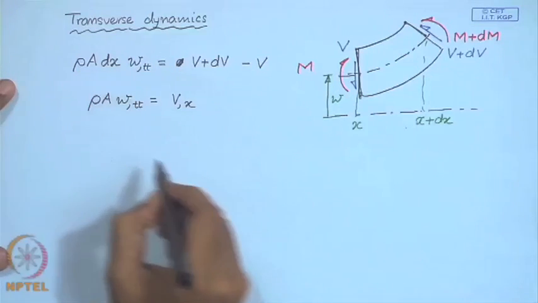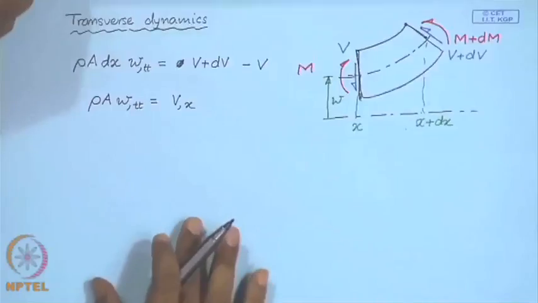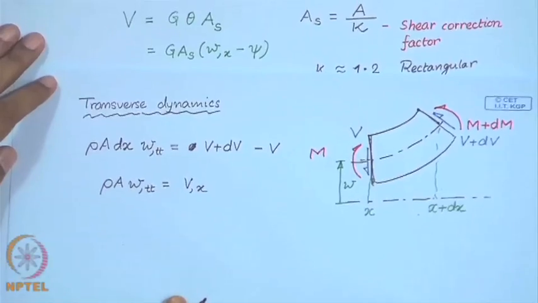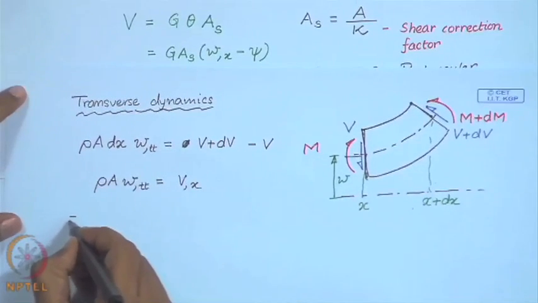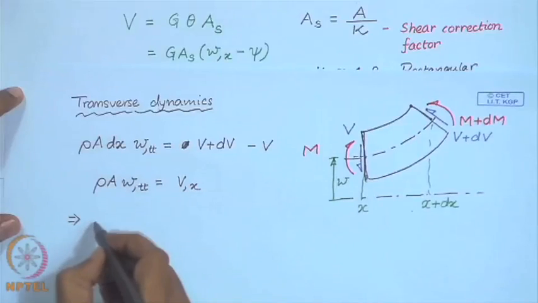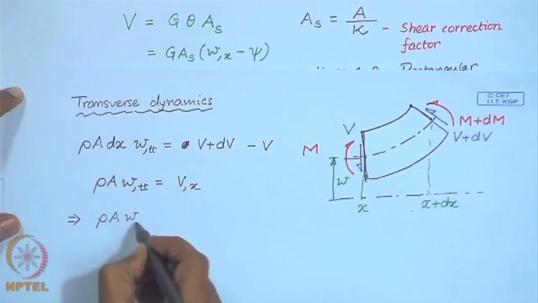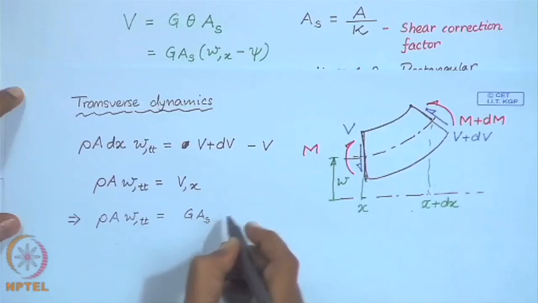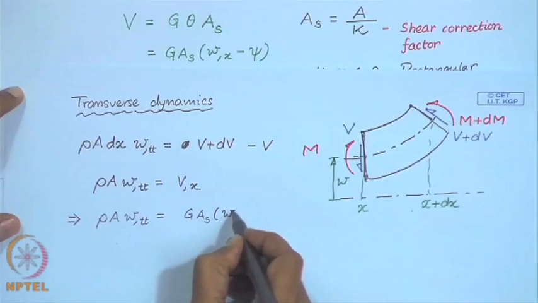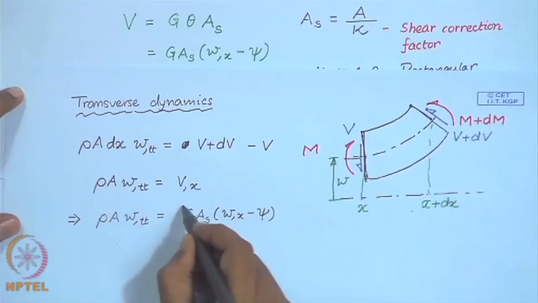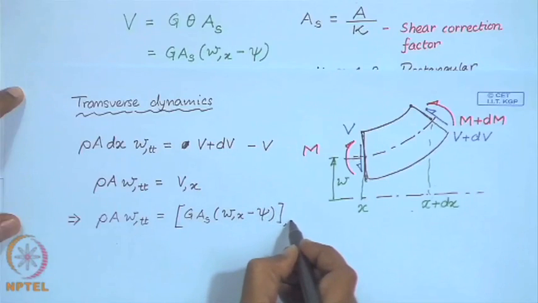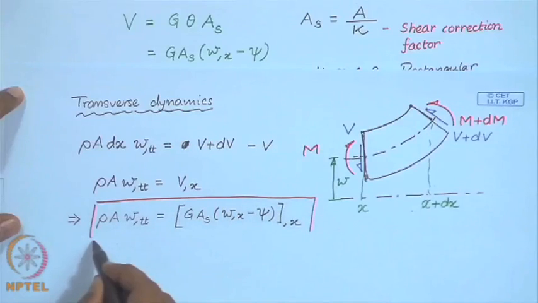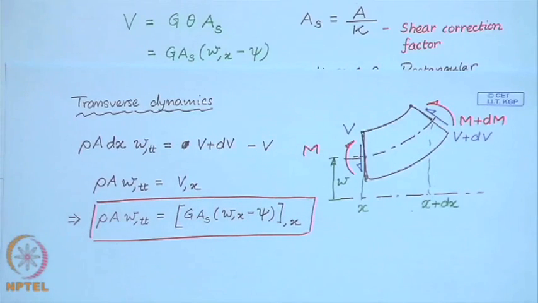now we know this expression of v. So, introducing this expression here, so this is our equation of transverse dynamics for this element.